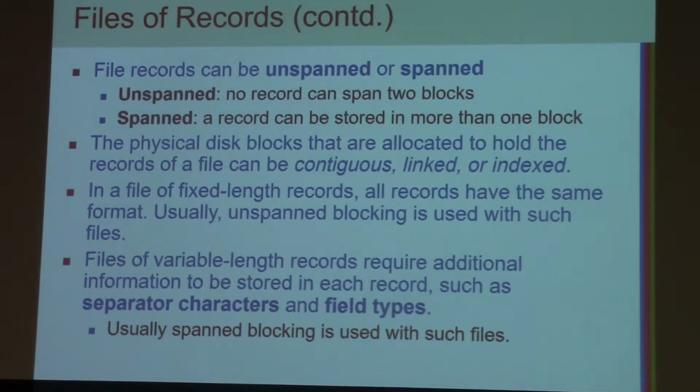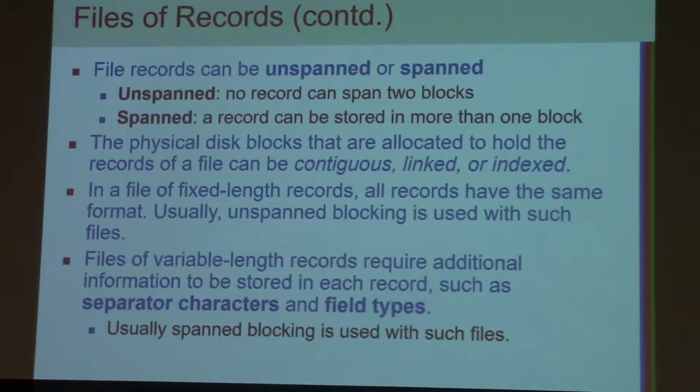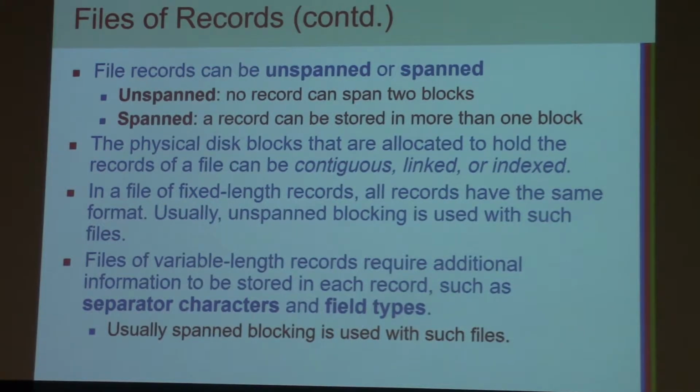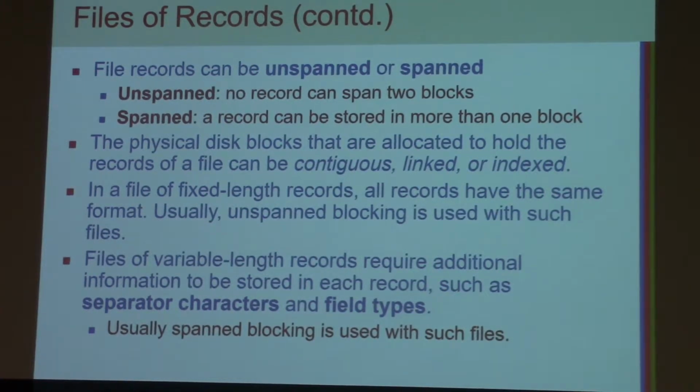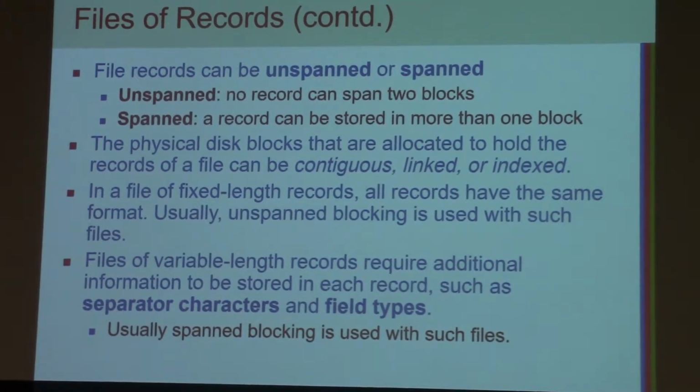There are 2 types of record. One is unspanned, another one is spanned. Unspanned means the records should be kept together, not chained. On the other hand, spanned is flexible. You can chain. The problem is you need more I/O for the spanned one.